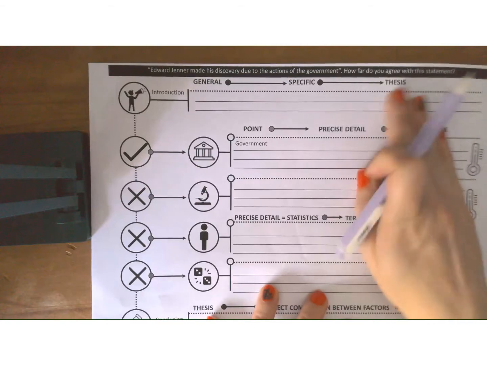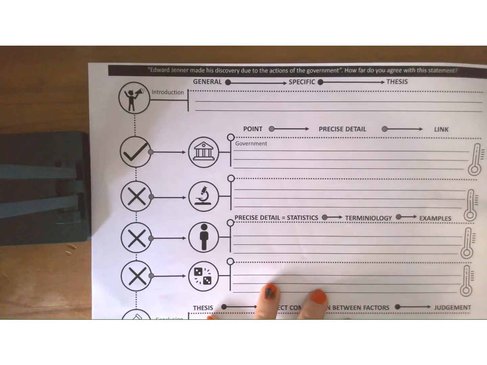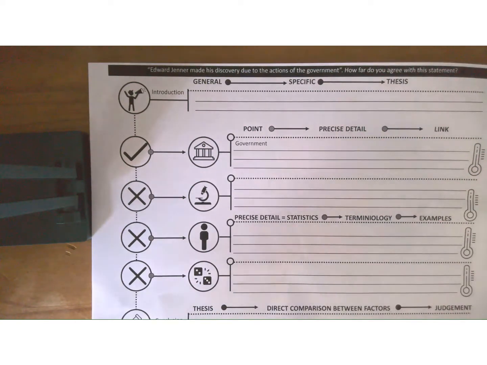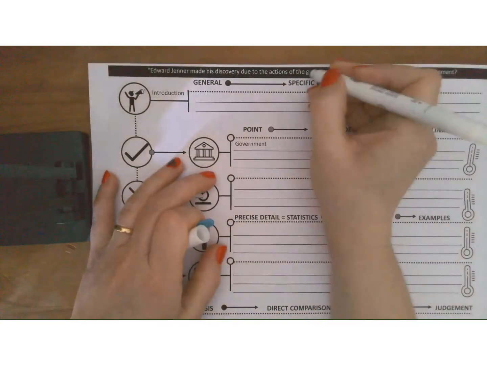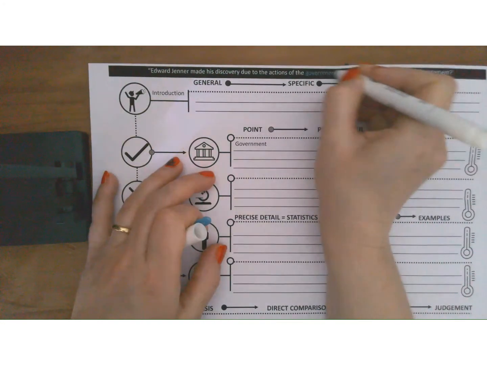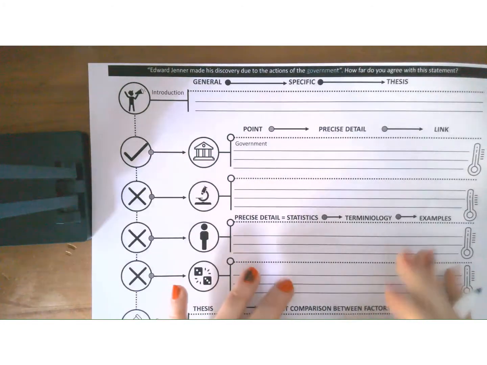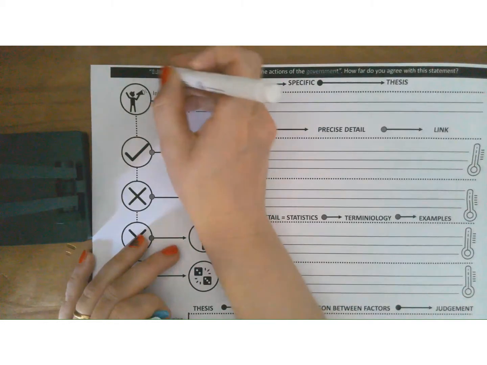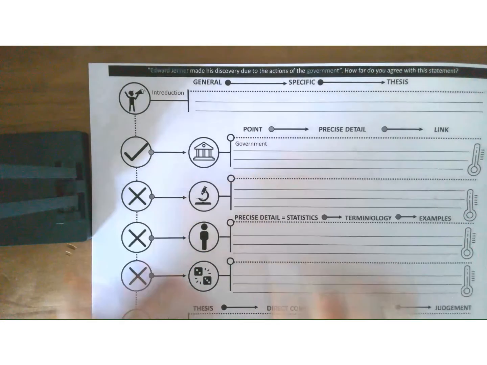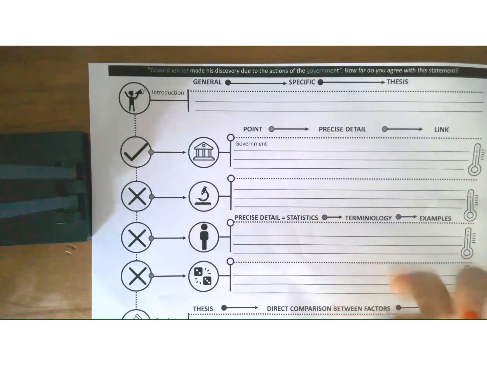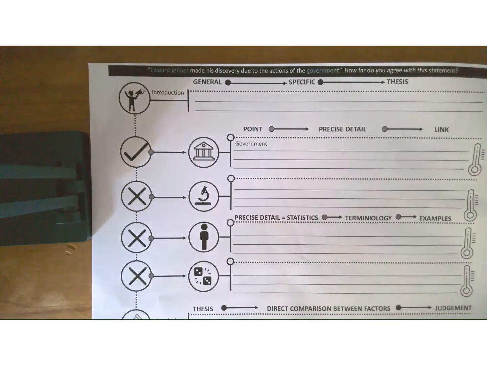Now, they're probably going to ask you one of two different types of questions. They're either going to ask you what's called an iceberg question, which this one is, because they've given you a reason. The question is about Edward Jenner, and they've said that Edward Jenner made this discovery because of the actions of the government. You will need to bring up other reasons why Edward Jenner made his discovery in order to reach a judgment about whether Jenner made his discovery because of the government.